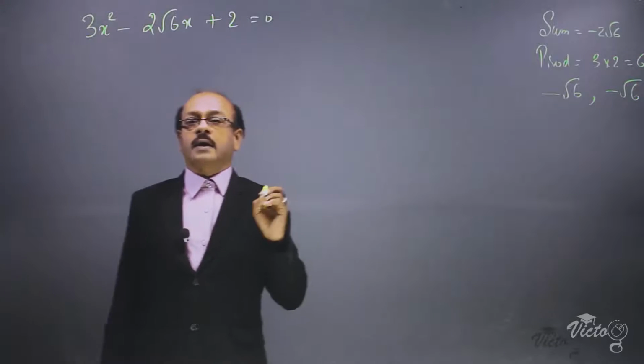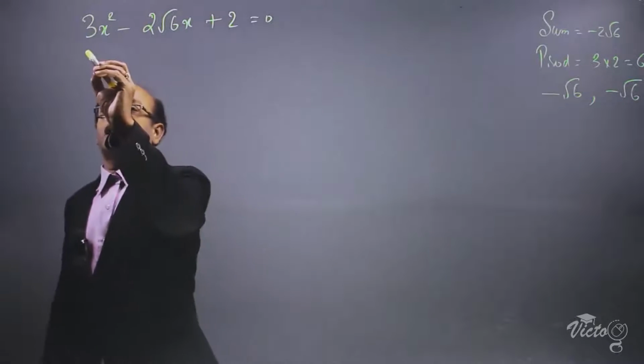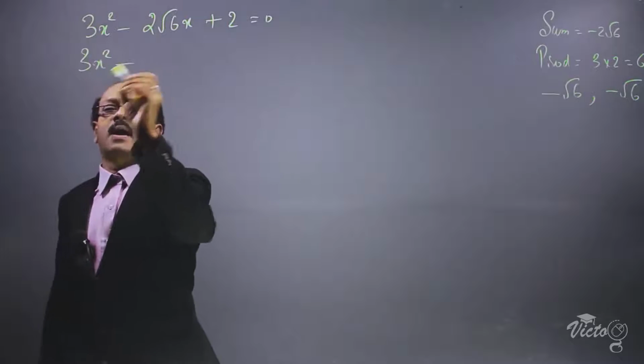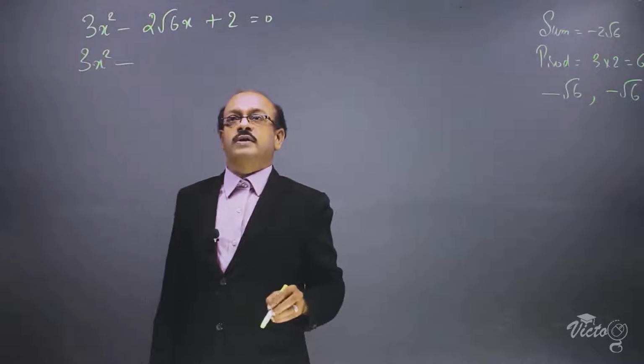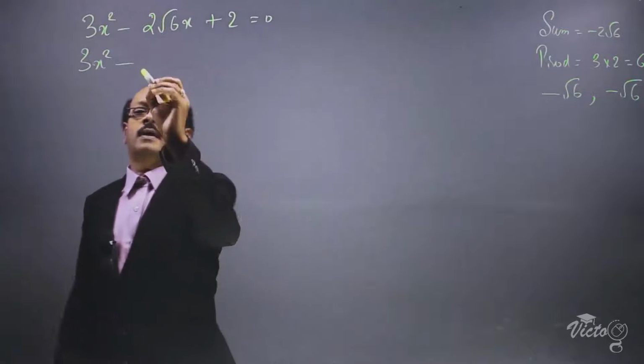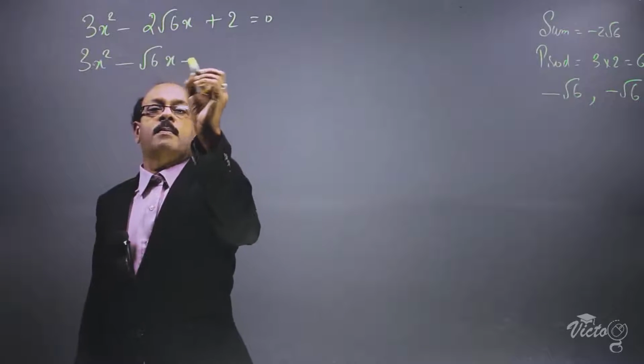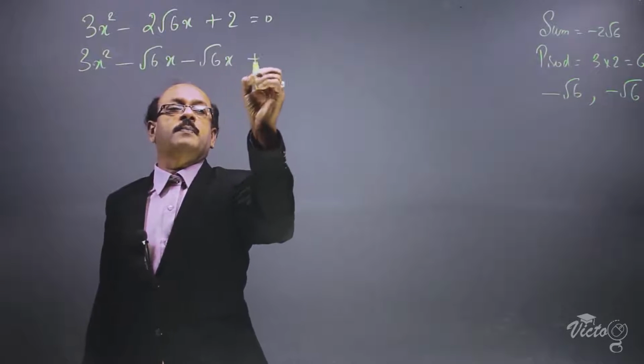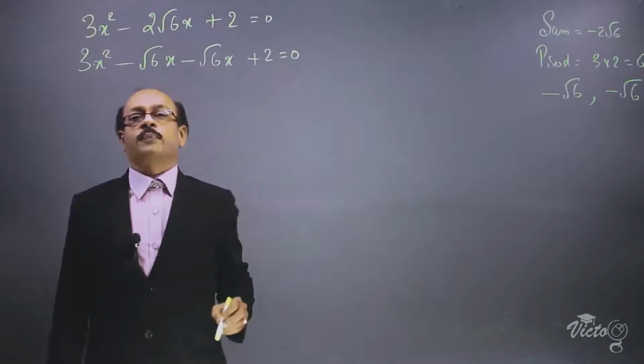So we have to split the middle term. For that, write the first term as it is: 3x² minus, instead of 2√6x, we write √6x − √6x, then plus 2 is equal to 0.